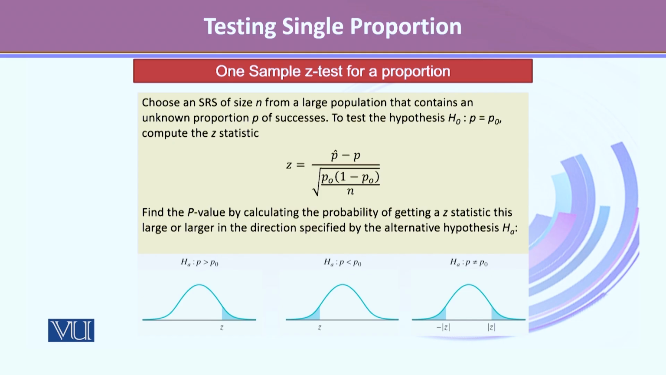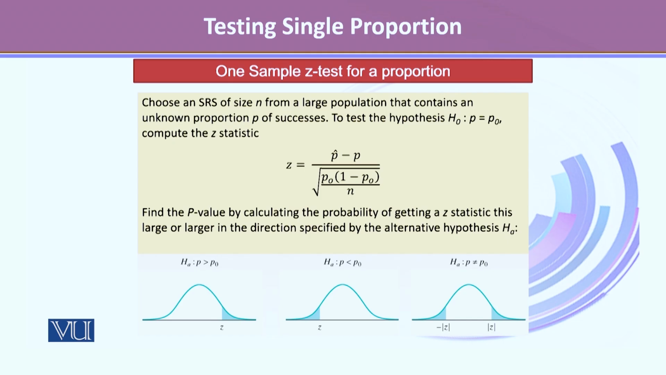Let's choose a simple random sample of size n from a large population that contains an unknown proportion p of successes. To test the hypothesis H naught: p equals p naught, we compute the z statistic, which is our test statistic to carry out a one sample z test for a proportion. Z equals p hat minus p naught, divided by the square root of p naught times 1 minus p naught over n, where p hat is the proportion calculated in the sample. Our interest is to find the p-value by calculating the probability of getting a z statistic this large in the direction specified by the alternative hypothesis, HA.